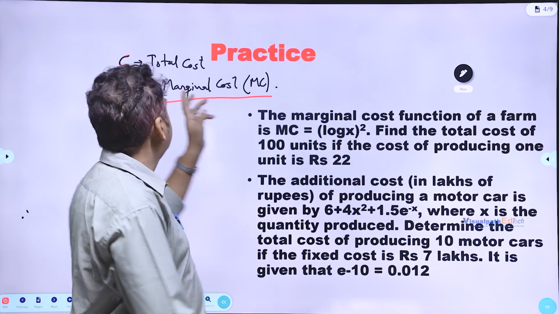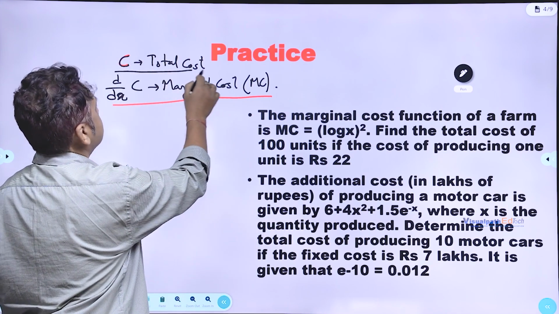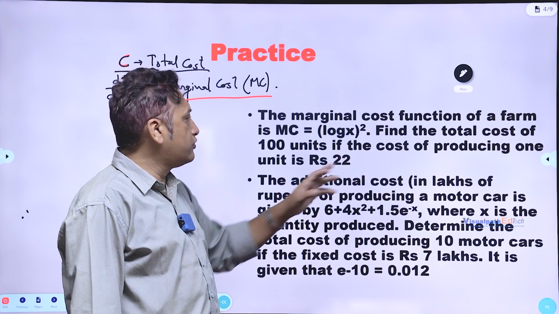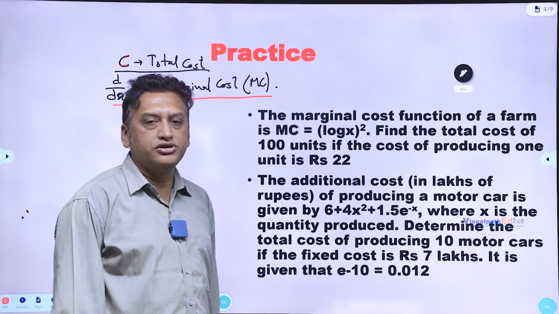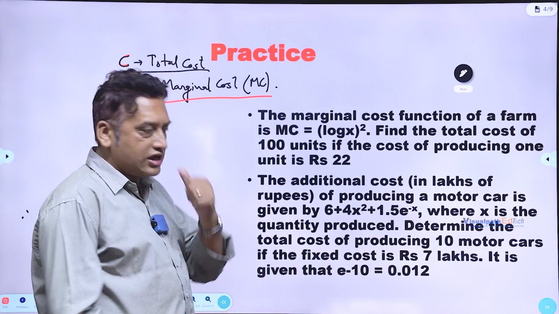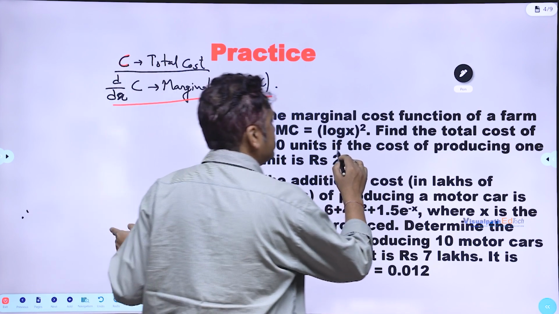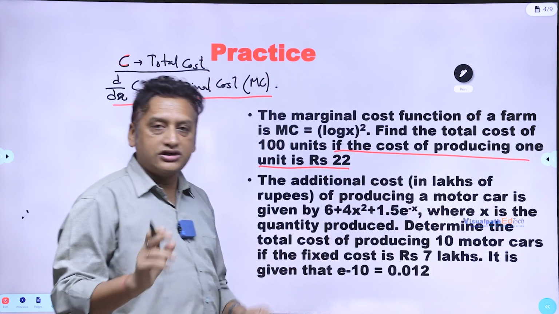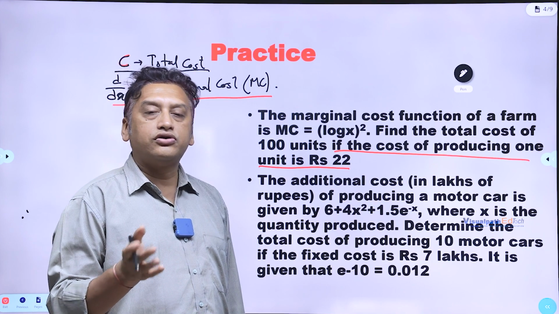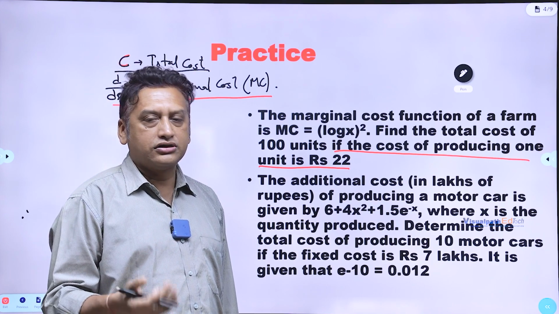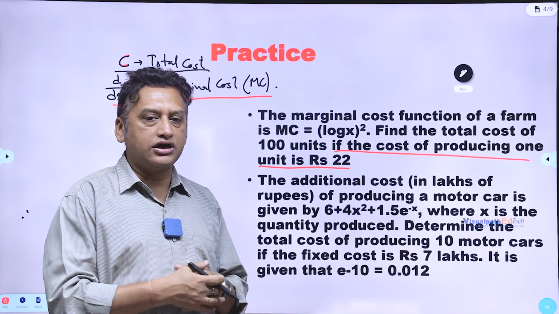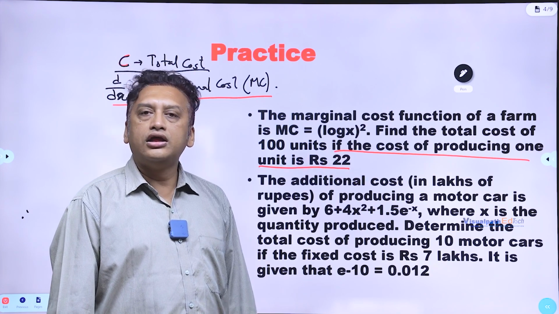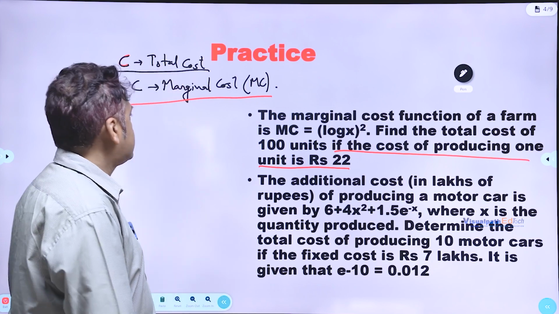Now you are asked to find the total cost of 100 units if the cost of producing 1 unit is rupees 22. When we do the sum, you will understand why this additional information is given. Normally, this additional information is given in order to find the constant of integration. As you know, there is always a constant of integration, and that constant can be found by using this additional information. So let's start doing it.